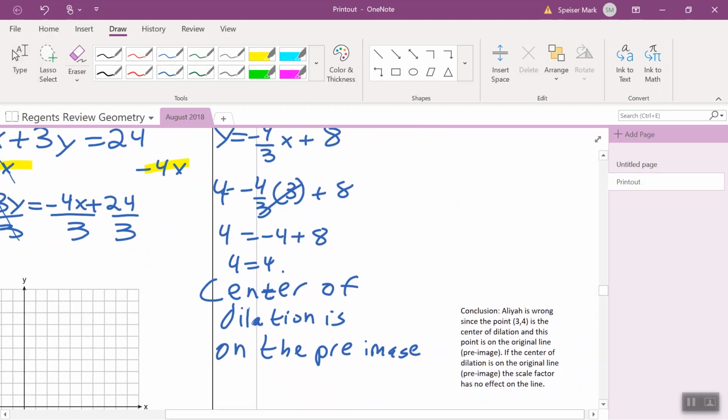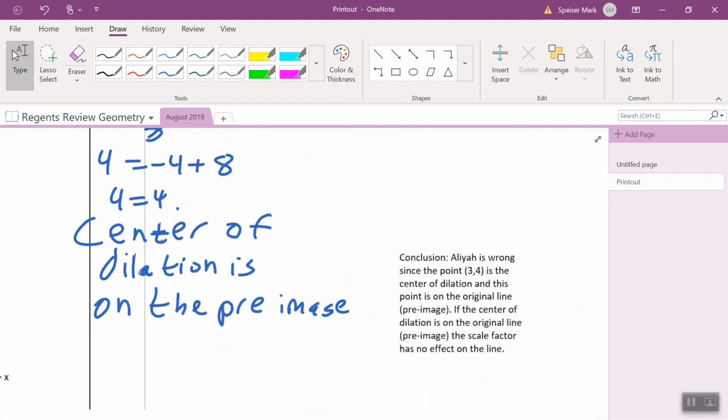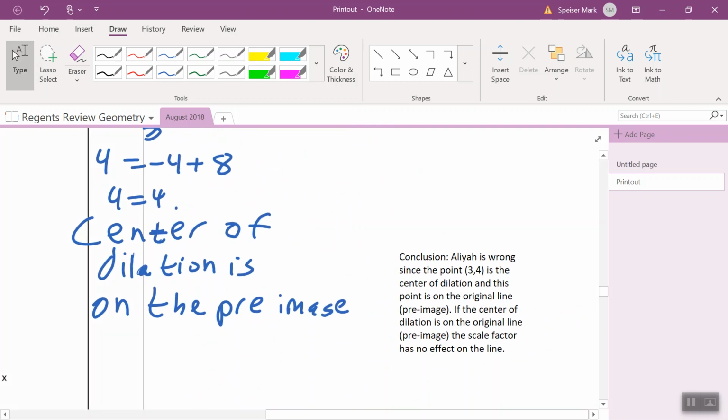Therefore, our conclusion: Aaliyah is wrong, since the point 3, 4 is the center of dilation, and this point is on the original line, the preimage. The center of dilation is on the original line, the preimage. The scale factor has no effect on the line.